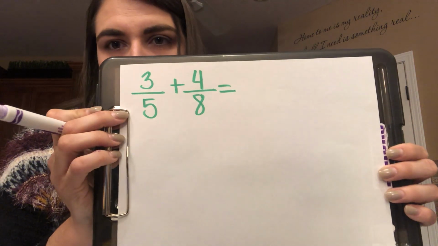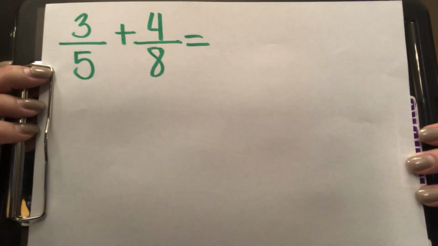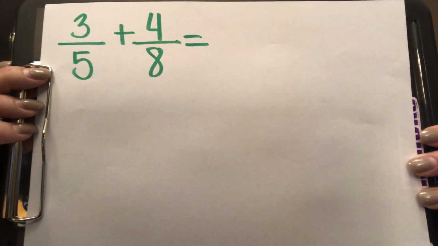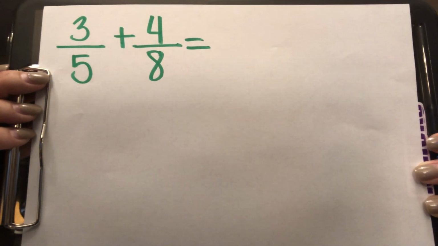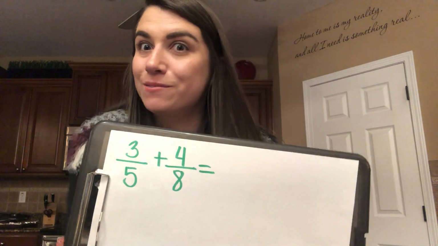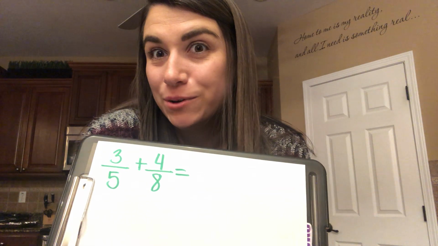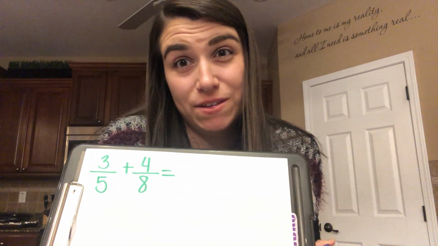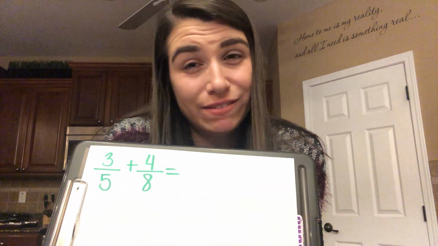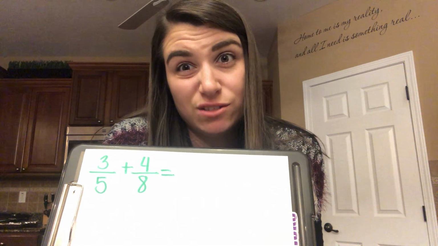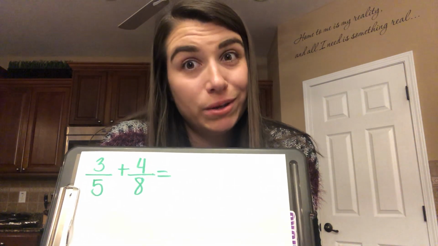All right, we're already on our last one. So it's 3/5 plus 4/8. All right, this one's a little bit trickier, so I'm curious to see which of you gets this one right, because you can't just change one of them this time, because nothing times 5 gives you 8 and nothing times 8 gives you 5. So you're going to have to do a little bit extra work here.